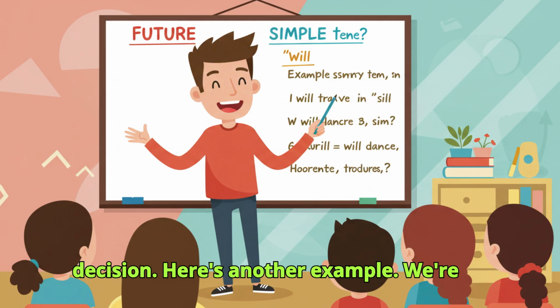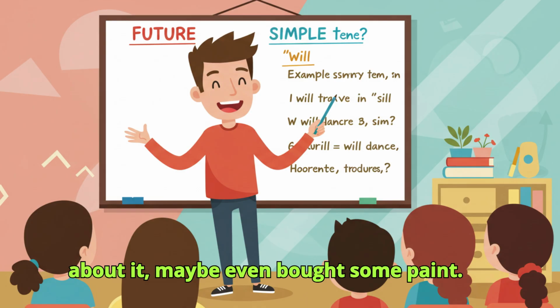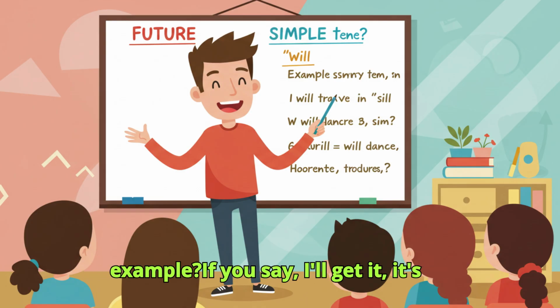Here's another example. We're going to redecorate the living room next month. This implies we've already thought about it, maybe even bought some paint. Compare this to will. Remember our phone example? If you say, I'll get it, it's spontaneous.